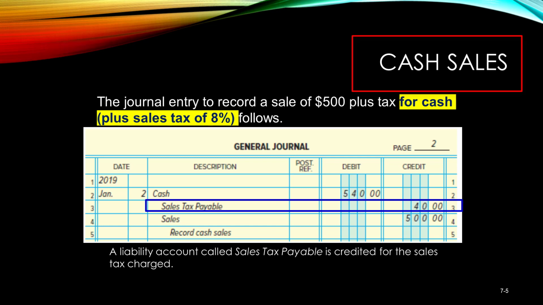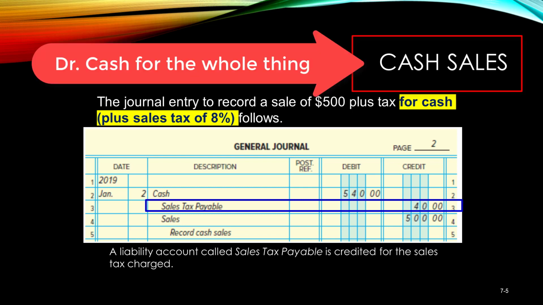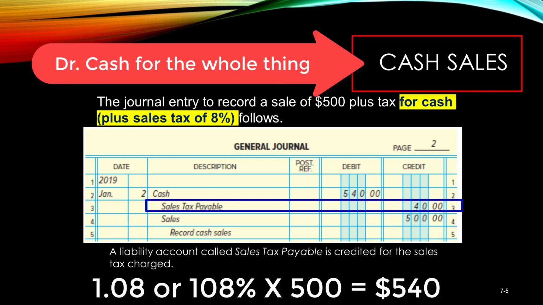The cash that is collected for the sales is equivalent to 108% of the amount. 100% represents the sale itself, and 8% represents the taxes. So the debit to cash is 108% times the amount of the sale for $500, or you can simply add the two credits together. This is how we record a cash sale.